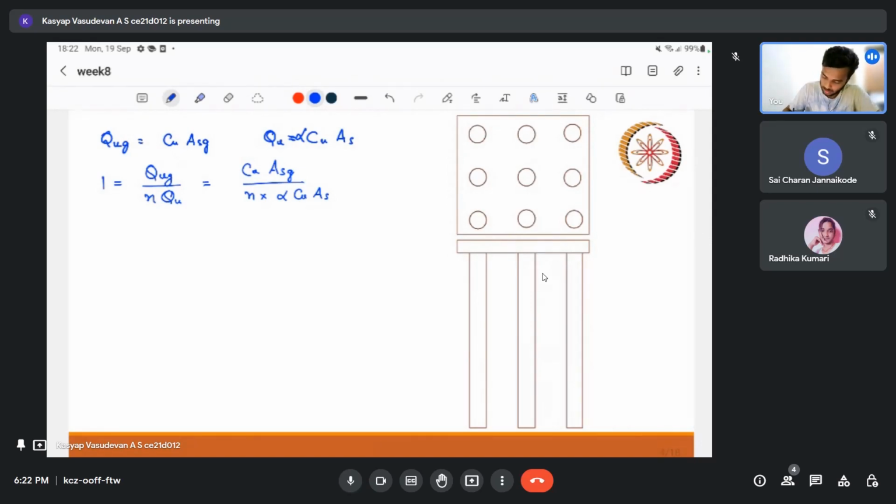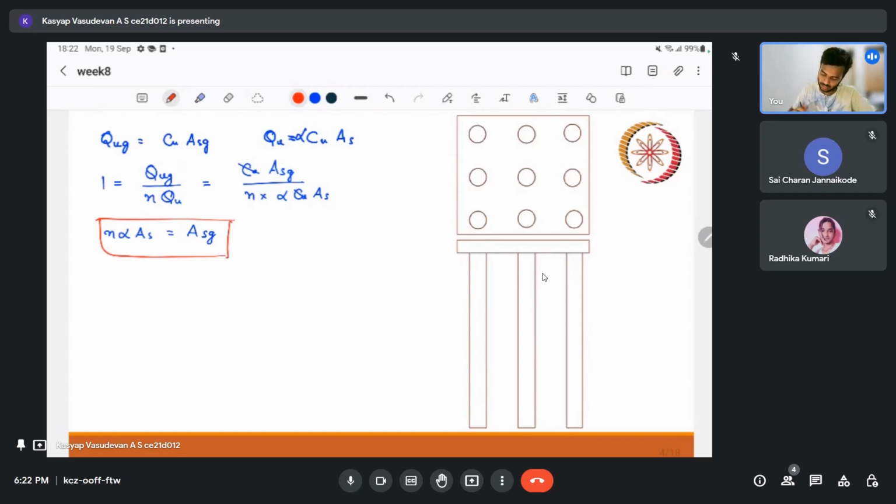Now I can cancel CU and I'll get N alpha AS is equal to ASG, right? Okay, so I can stop it there. Now let us see the layout, how it looks.